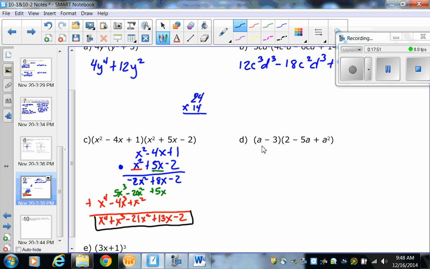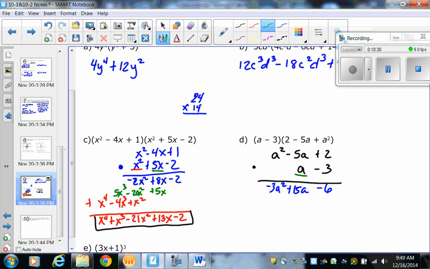Let's try another. This first one's in standard form. The second one is not in standard form. So, when I have a smaller one times a bigger one, I typically will put the bigger one up top. So that's going to be a squared minus 5a plus 2 in standard form times a minus 3. So I'm going to start with the negative 3. Negative 3 times 2 is negative 6. Negative 3 times negative 5a is positive 15a. Negative 3 times a squared is negative 3a squared.